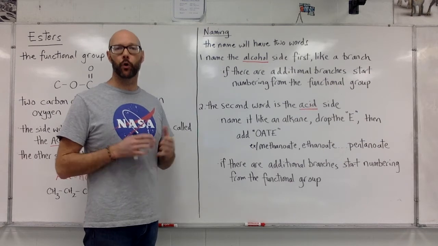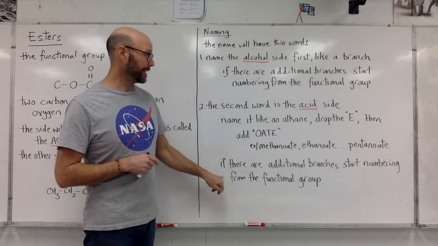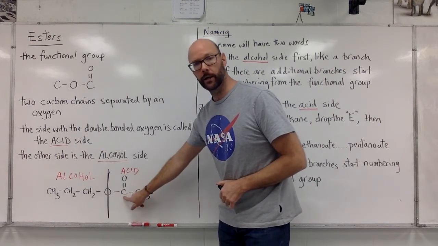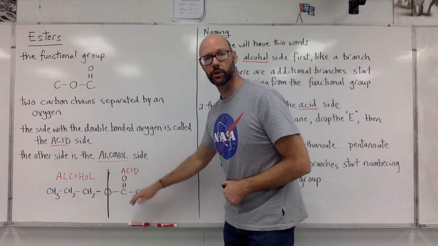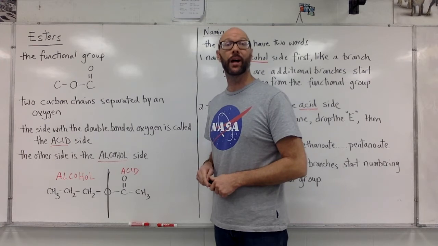And just like we said for the alcohol side, if there are extra branches on the acid side, we would use our normal naming rules: methyl, ethyl, dimethyl, but start counting from the functional group. So this would be carbon number 1 on the acid side, and this would be carbon number 2, moving away from this line. Let's give this chemical a name.